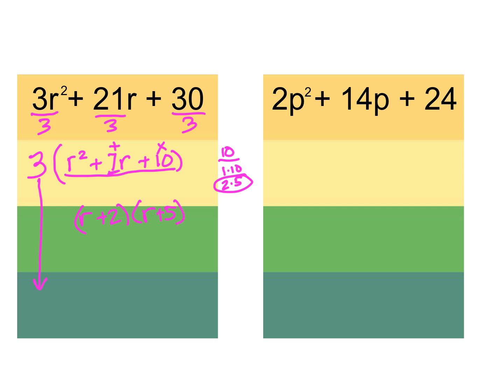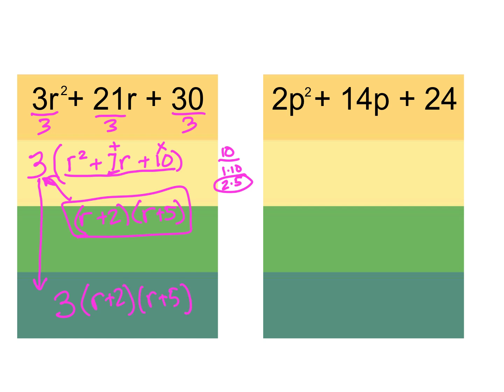So yesterday we would say done, and we would be finished, okay? But today we had pulled this 3 out, right? And so we need to put the 3 back. So what we're going to do is just write these two answers together. We're going to put our 3 with our r plus 2 times r plus 5.